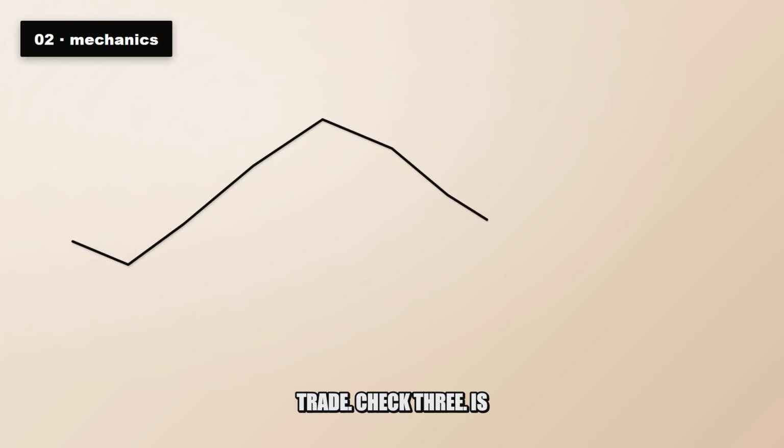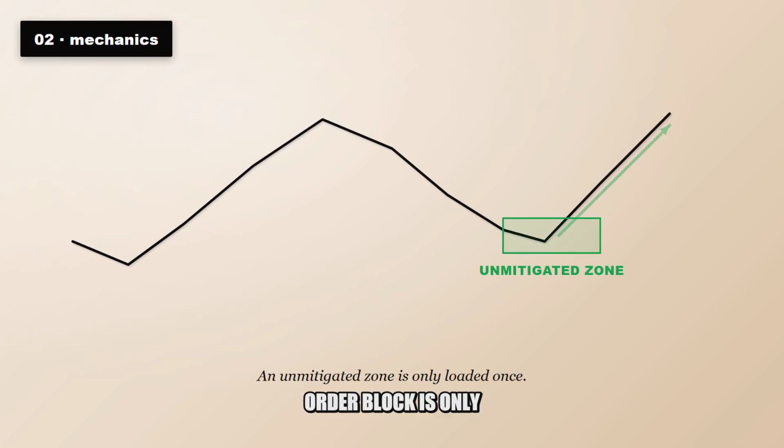Check 3. Is it still unmitigated? An order block is only loaded once. The first time price returns and taps it, those orders fill. That's the trade. If price has already come back and tapped this zone before, it's mitigated. It's spent. You want a fresh, untouched block. Virgin zones only.